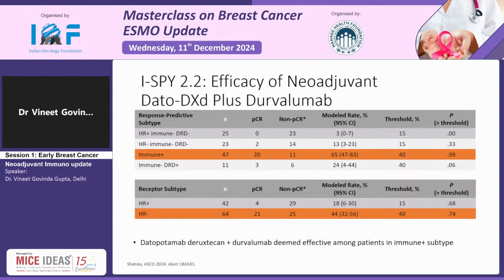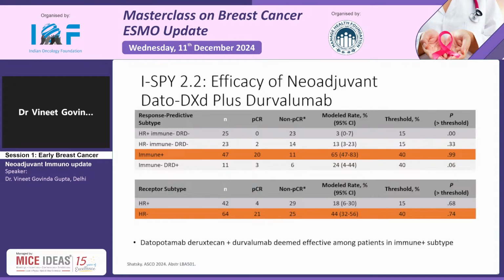But for patients who are immune positive, you can see a very large 65% modeled pCR rate. Out of 47 patients, 20 achieved it, so the majority achieve pCR with just dato-DXd with durvalumab. For patients who are immune negative but DRD positive, there's a 24% pCR rate, again not impressive. Very important, hormone receptor positive patients didn't actually do that great; the pCR rate is only about 18% on a modeled basis. But in hormone receptor negative, you have a 21 out of 25 pCR rate with a modeled pCR rate of 44%, indicating that these patients do better. So probably the right population is immunosensitive patients who have triple negative disease.